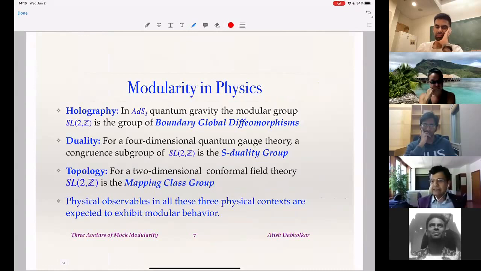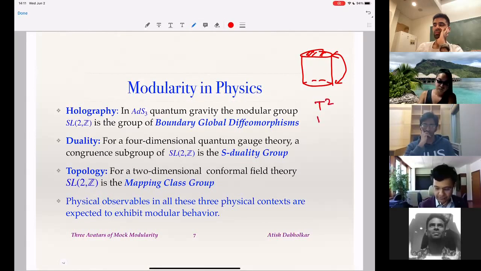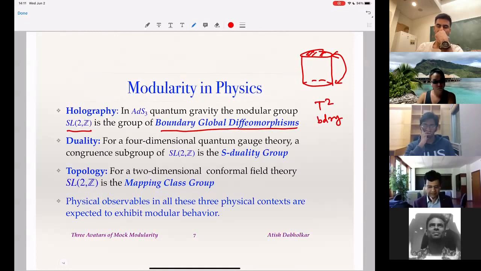If you consider AdS3 quantum gravity, Euclidean AdS3, if I remind you, is basically a solid cylinder, and these two sides are identified. So basically the conformal boundary of a solid cylinder is a T². And the global diffeomorphisms acting on this conformal boundary, up to a scaling, are essentially the SL(2,Z) symmetries. So the global boundary diffeomorphisms is where the SL(2,Z) symmetry appears in holography in the AdS3 context.